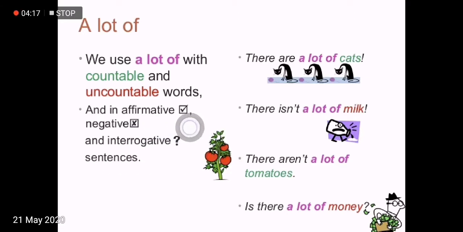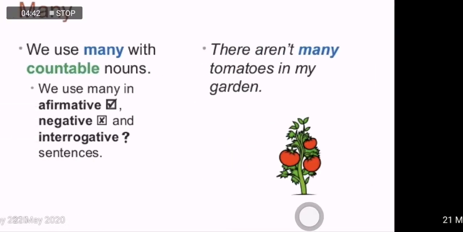So again, affirmative sentences are marked by a tick, negative sentences with a cross, and interrogative or question statements with this question mark. Examples are here where we use a lot of. There are a lot of cats. There isn't a lot of milk. There aren't a lot of tomatoes. Is there a lot of money? So this is how we use a lot of.